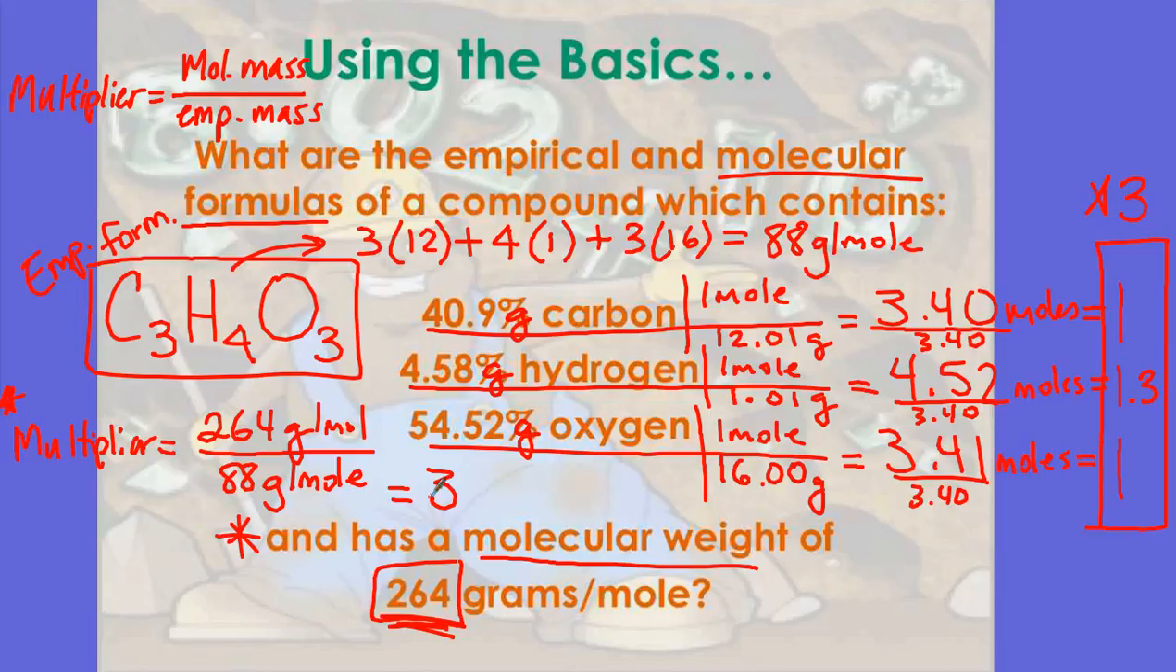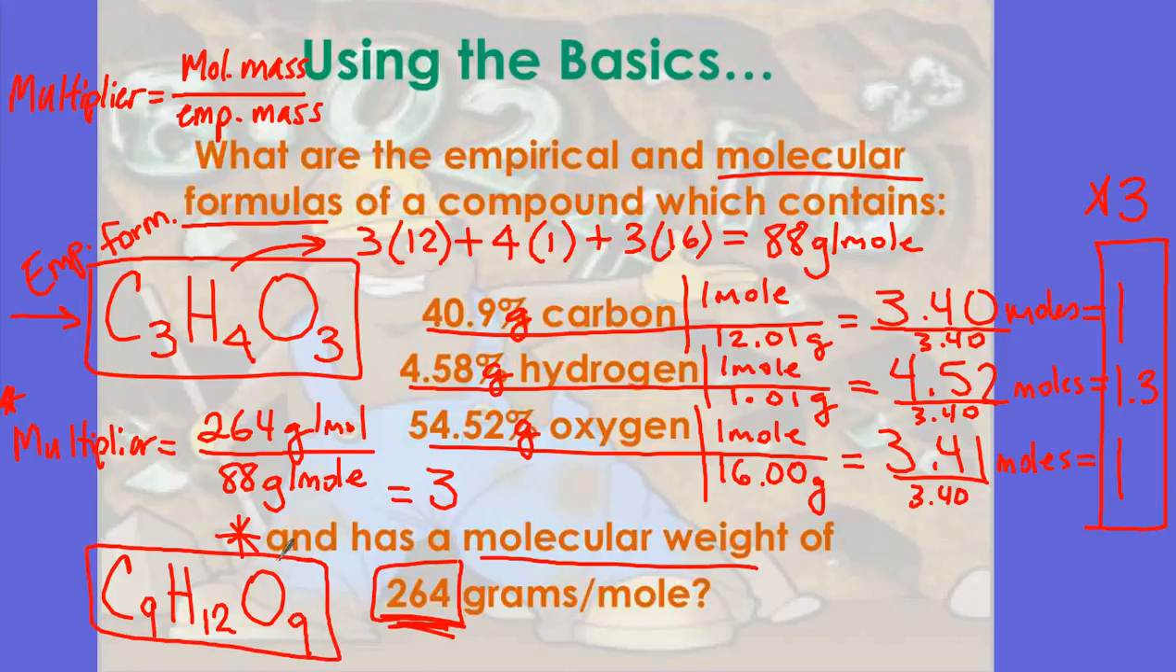That means my molecular compound is 3 times as big as my empirical. If this was my empirical, 3 times that would be C9H12O9, not 3. 3 times 3, or 9. So your molecular formula is always larger, the not reduced version, of your empirical formula, which is the most simplified version of the compound.